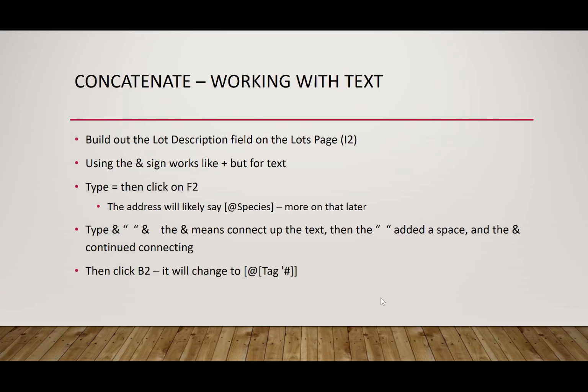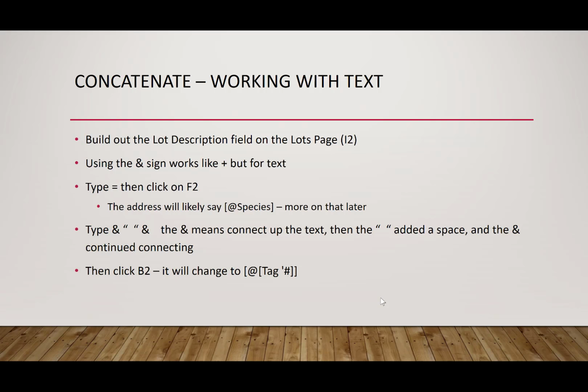Now the easiest way to work with concatenate is, even though there's a function called concatenate, there's also the ampersand sign, the and sign there you see on the screen. This sign works just like the plus sign does for numbers, but for text, allowing us to add them together. To begin the formula, we do like all formulas. We click equals. Then click on the cell of F2.